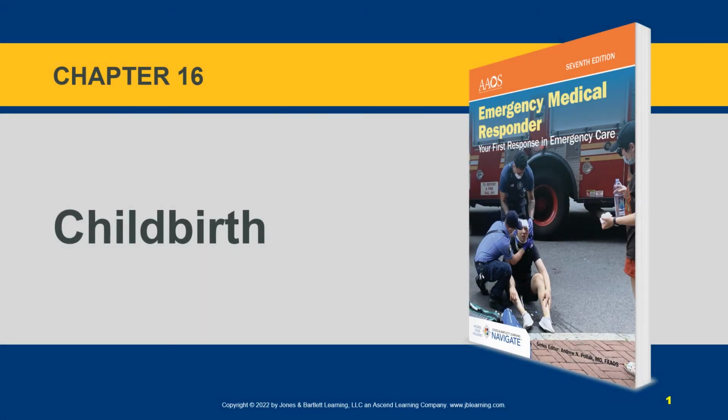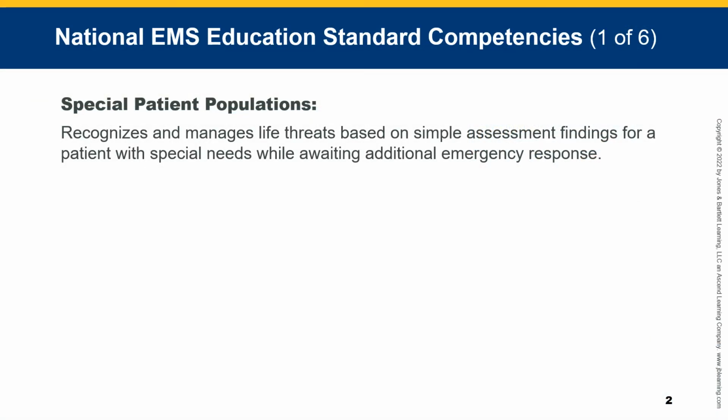Hello class, this is Emergency Medical Responder Chapter 16, Childbirth. Let's discuss the competencies we're going to cover in this chapter, and we'll begin with the EMR definition of special patient populations. This is when the EMR recognizes and manages life threats based on simple assessment findings for a patient with special needs while awaiting additional emergency response.